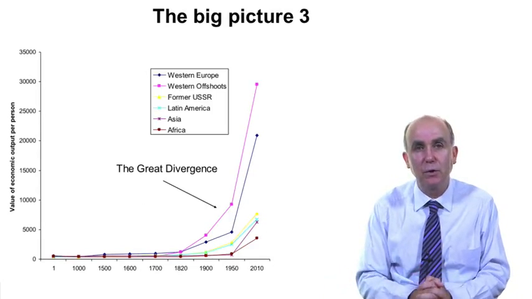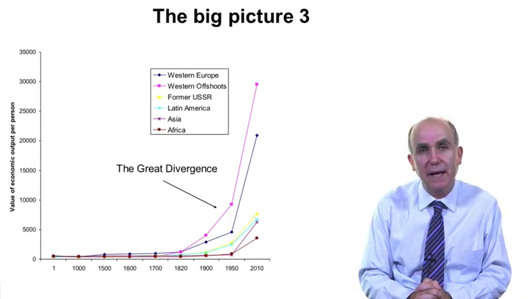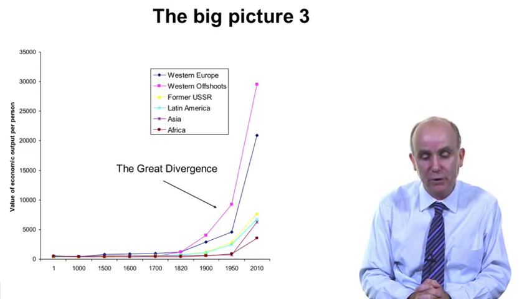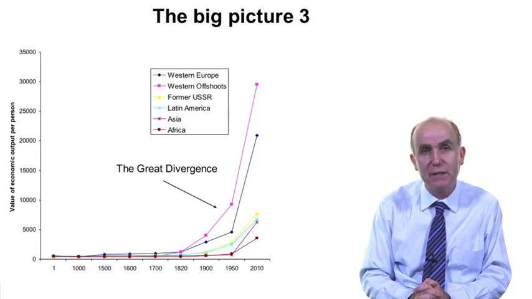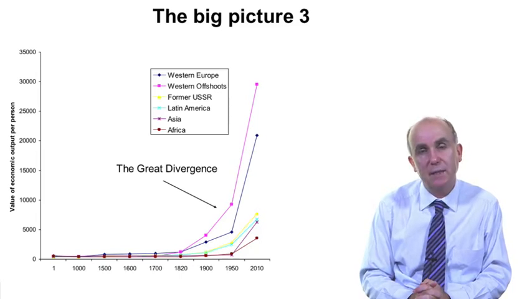If we then continue forward to the present, we see that that trend has accelerated. In a period that's often referred to as the Great Divergence, we see that Western Europe and the Western offshoots have continued to grow rapidly. Other regions in the world have experienced some growth, but nowhere near as much.